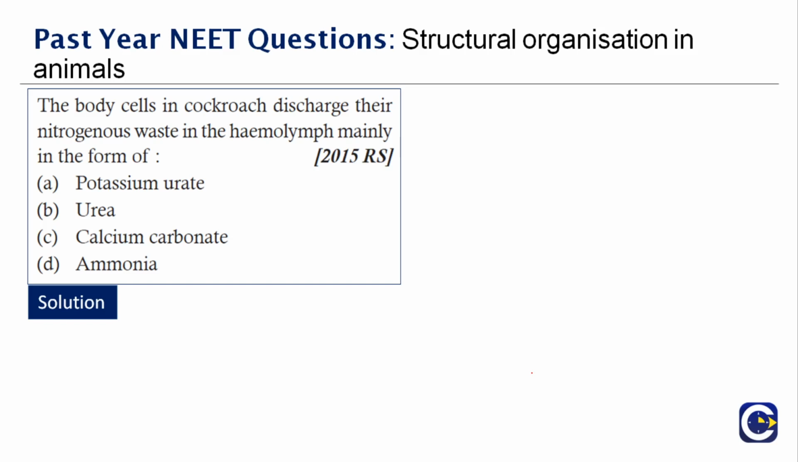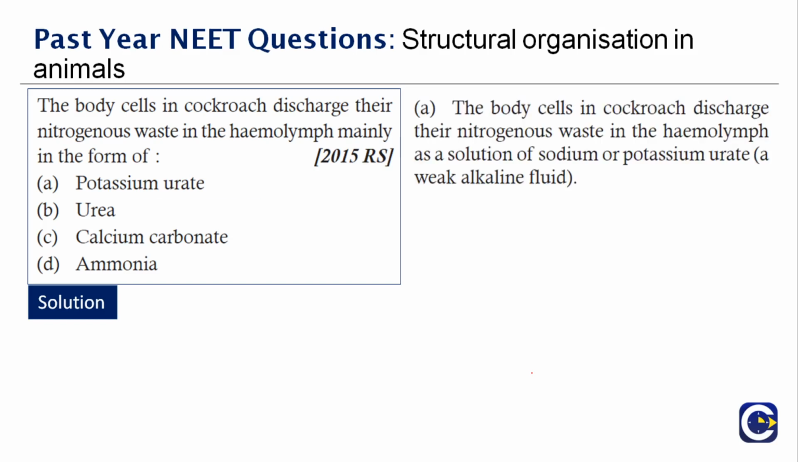For cockroach it is potassium urate. Yeah, the nitrogen is found in the hemolymph as a solution of sodium or potassium urate. That is, a weak alkaline fluid will be eliminated from the body of the cockroach. Therefore, the correct answer to this question is option A.